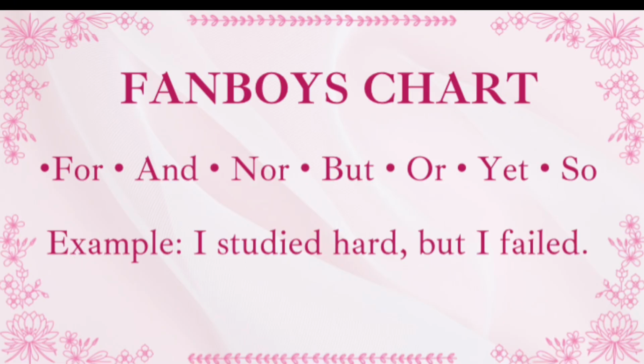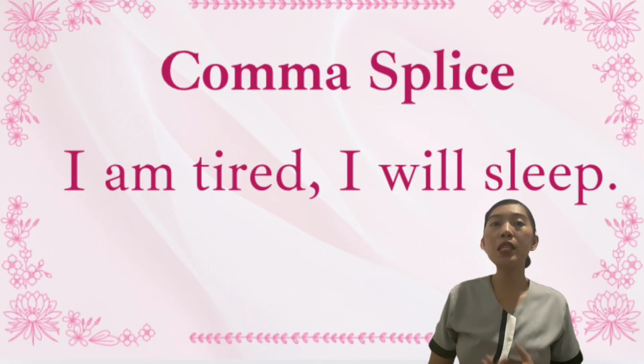We have for, and, nor, but, or, yet, so. So for example, I studied hard, but I failed. So we can see that it has a comma plus the FANBOYS word "but." Comma splice. This is the wrong sentence.